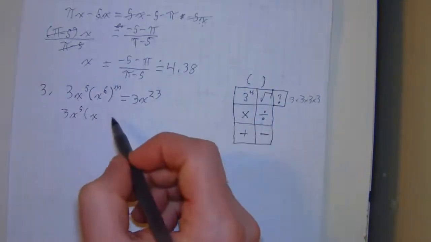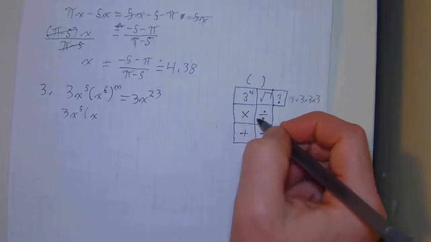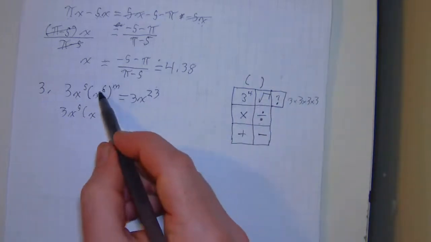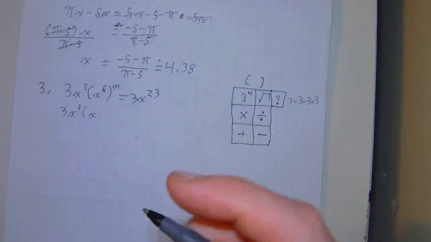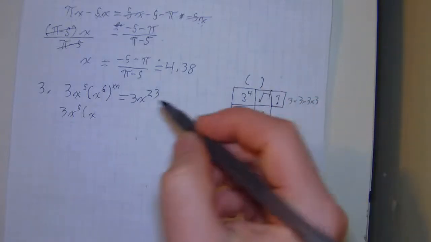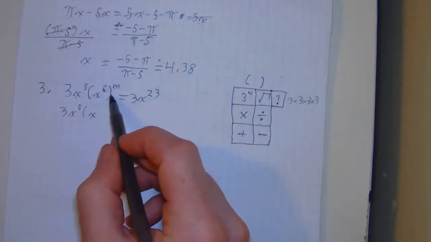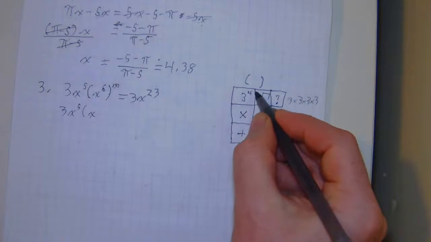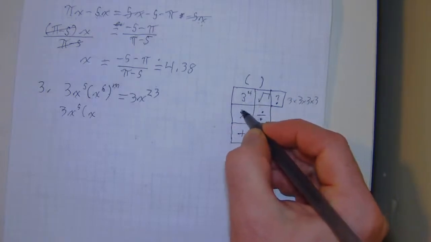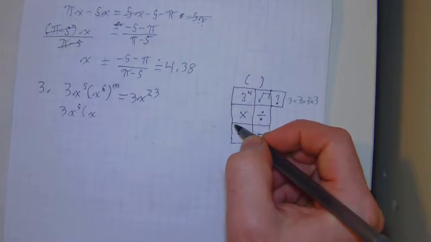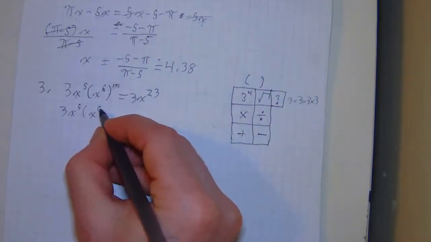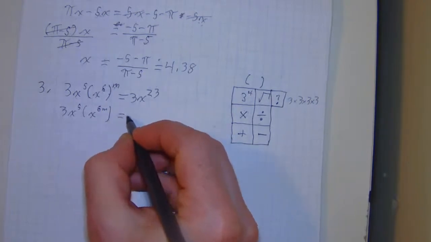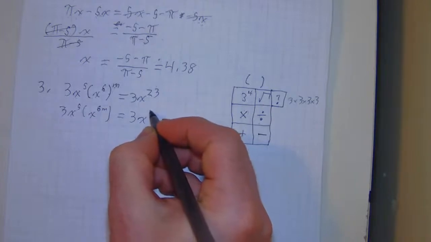The reason that's useful right now is that if we have an exponent situation, we can always look at what operation is there, and whatever's directly below it in the table is the one we need. So we have x to the 6, all to the power of m. So we have an exponent of a power. We look right below it. That's multiplication. We're going to multiply the exponents. So here I'm going to have 6 times m as the correct way to simplify that, and that's going to equal 3 times x to the 23.